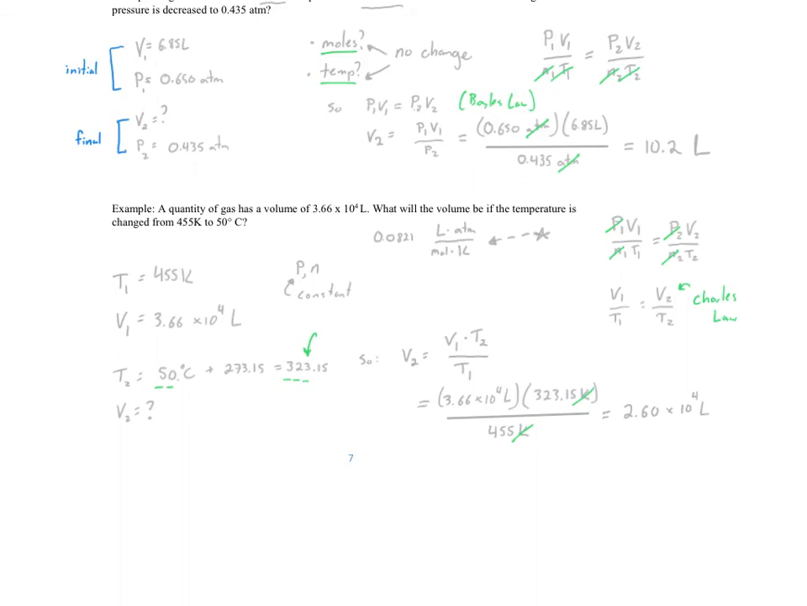So does that make sense? Well, we have a smaller volume, right? The volume decreased from 3.66 times 10 to the fourth liters to 2.60 times 10 to the fourth liters. So we saw a decrease in the volume. This was accompanied by a decrease in the temperature. So yes, this is the expected result.